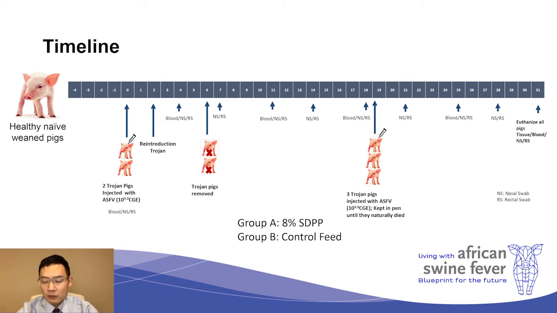Again, for the second group, we followed them all the way to day 31. At day 31, that's when we have to stop the study, and we euthanize all the pigs, and we collect the tissue sample, blood, nostril samples, and rectal samples for analysis.